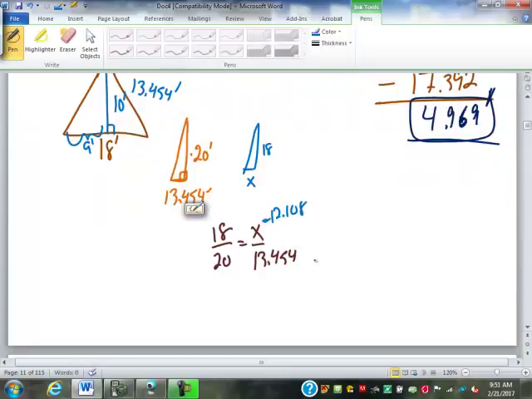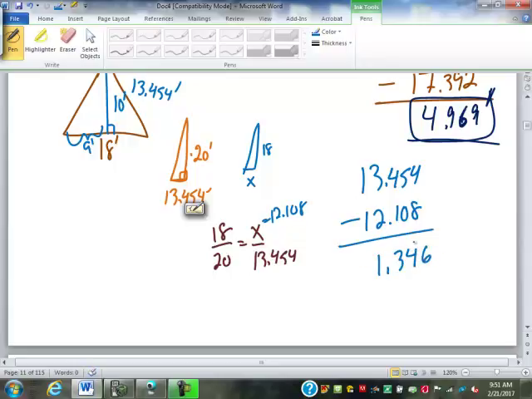So we're going to subtract 13.454 minus 12.108 is going to be 1.346 feet. Yes? Anybody, both of them? Anybody get just one of them? Okay.